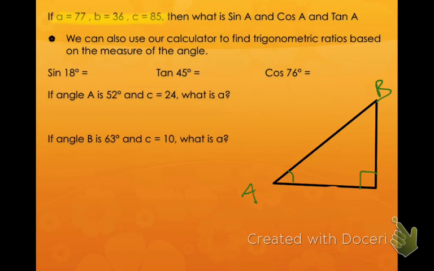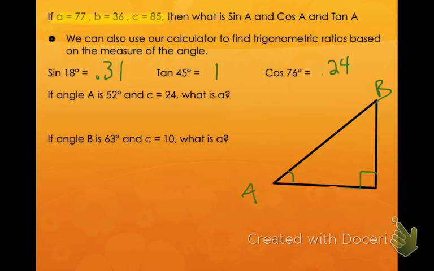And here I can use my calculator to find the ratios, so I just plug in sine of 18 equals, and that gives me 0.31, I think. Let's double check that. Yep, 0.31, tangent of 45 is 1, and the cosine of 76 is 0.24.